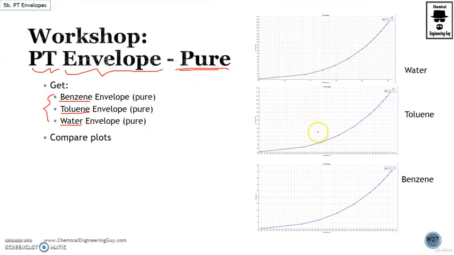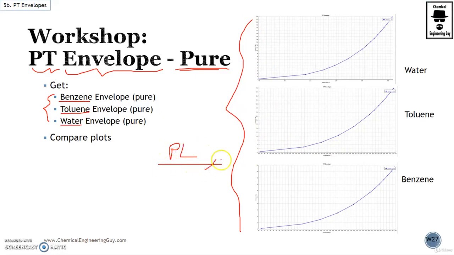Please note that I don't think it's that important because you can do this with the pure analysis tool. You just select PL, which is the vapor pressure of pure substances, and you will get the same graph.